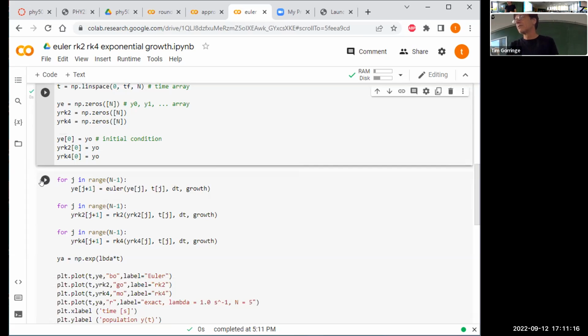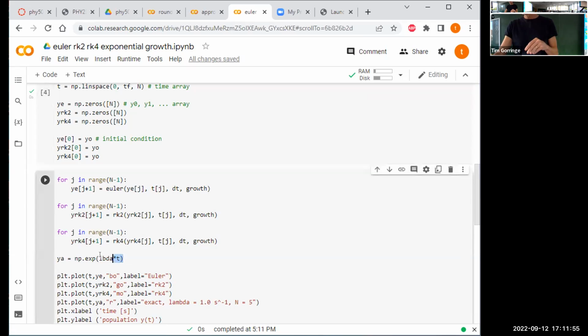Okay. So now I'm ready to actually do the calculation. I'm just going to loop with a for loop through the time intervals, calculating the population at time i plus 1 from the population at time i by calling the Euler function, if I want to use that method. That's the first for loop here, or the RK2 or the RK4 functions if I want to use those methods. That's the second for loop and the third for loop. I'm going to compare it with the analytical solution.